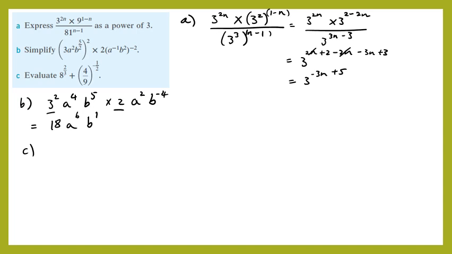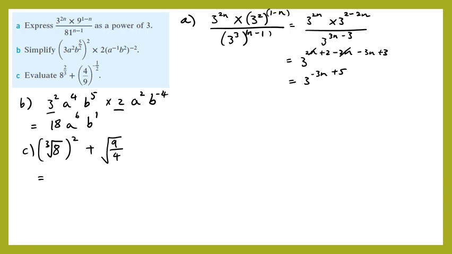Evaluate 8 to the power of 2/3 plus 4/9 to the power of negative a half. So whenever you have a fractional power, that means you're going to take the root of it. This is a cube root because that's a 3, and then we square it. Now just keep in mind that you don't have to do it in this order. You can always square the number first, then take the root of it. I'm going to do it in this order because then we get smaller numbers and it's easier to work with. Same with this one. You have a negative, which means we flip the fraction over. Then we have 1/2, so it's a square root.